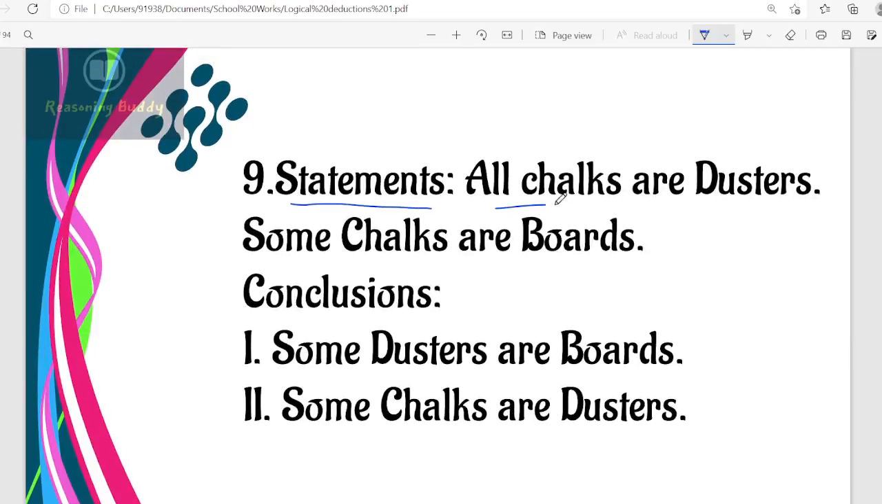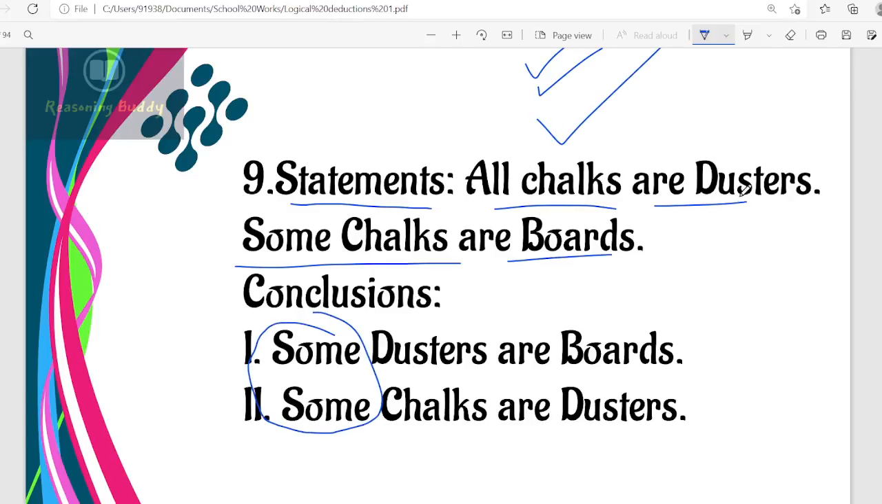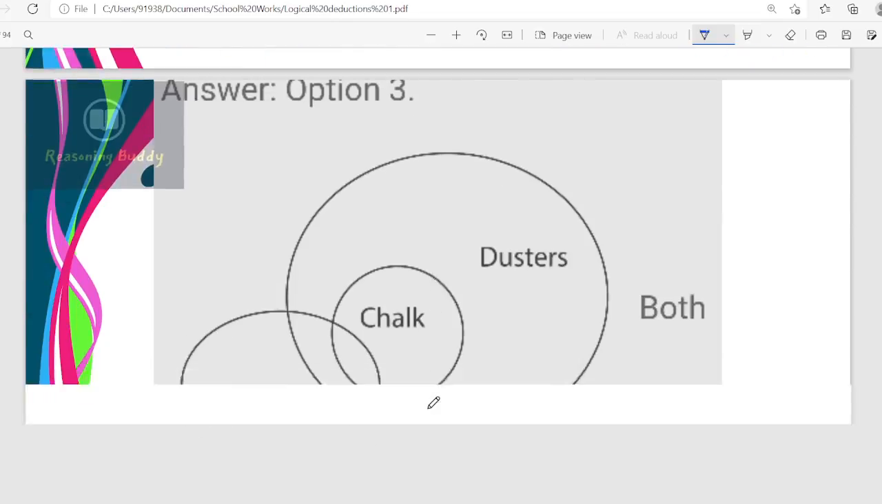Next statements. All chalks are dusters. Some chalks are dust boards. Okay, first two rules are verified, and the third rule, fourth rule. If you verify, the sixth rule is satisfied. That is, one particular: the answer should be particular. Here both our conclusions are particular. Go for the seventh rule, that is non-distributed. Here dusters and boards are non-distributed. These two should be in the answer. Dusters and boards is correct, and this is also not eliminated, right? So you can take both at a time. So both two follow.